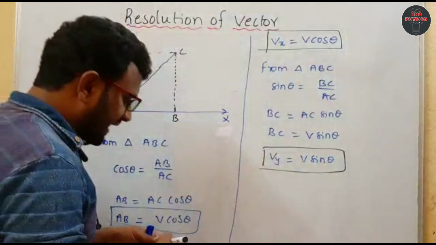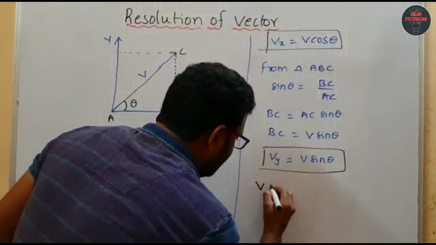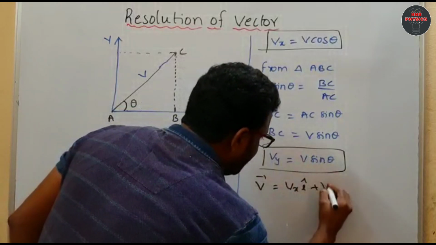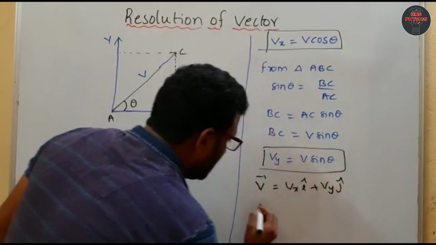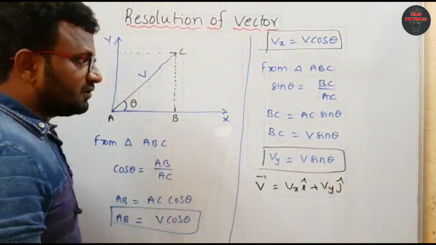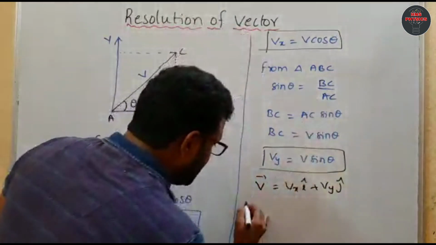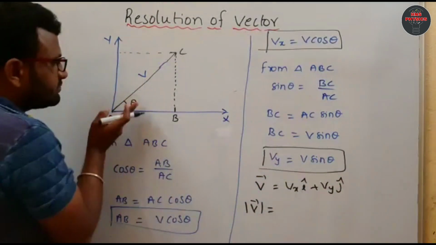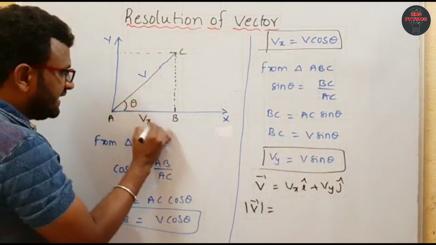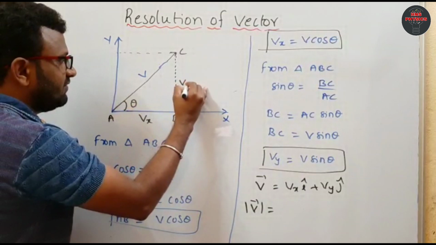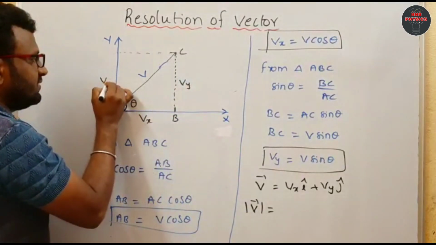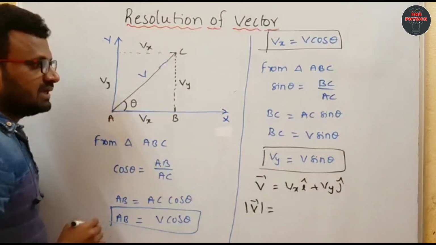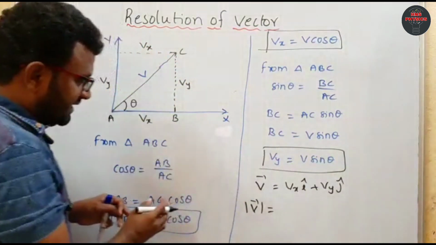From here we can write the magnitude. Again, you can write the velocity vector V is equal to Vx i cap plus Vy j cap, right? So how can we find the magnitude? We can write the magnitude of velocity. Here it is Vx and this is nothing but Vy. Right here also it is Vy, because these two are parallel to each other, and this is nothing but Vx. So these are the components.